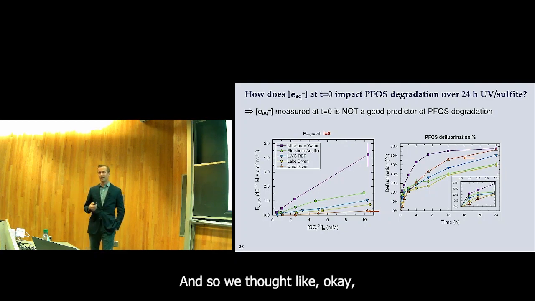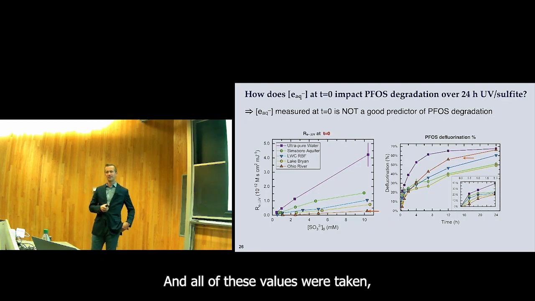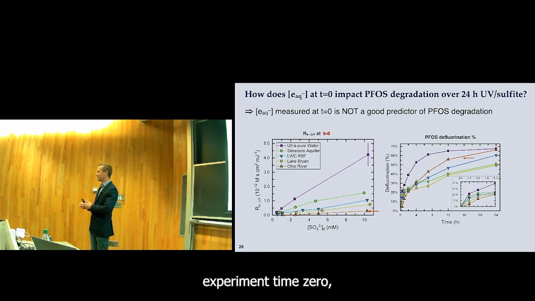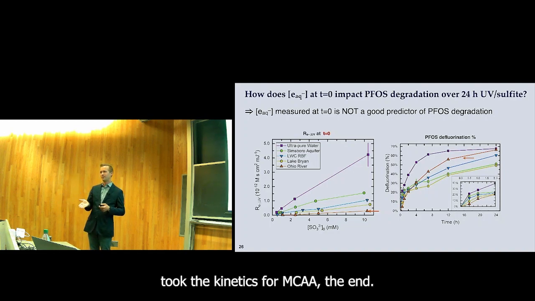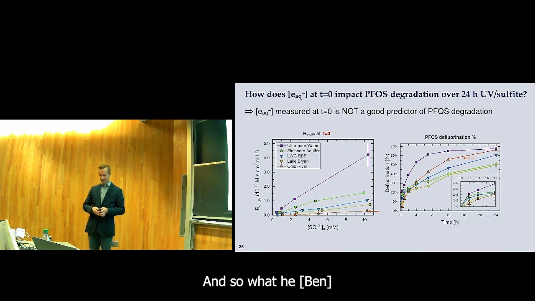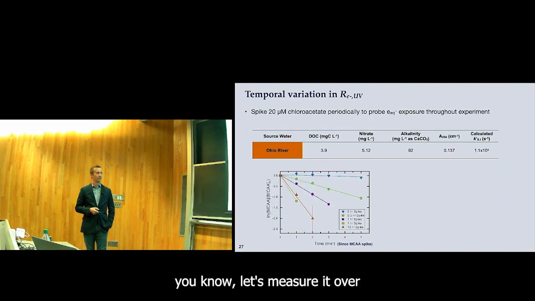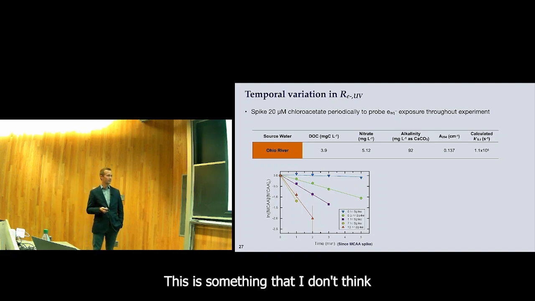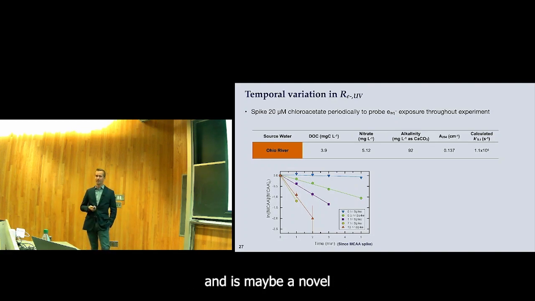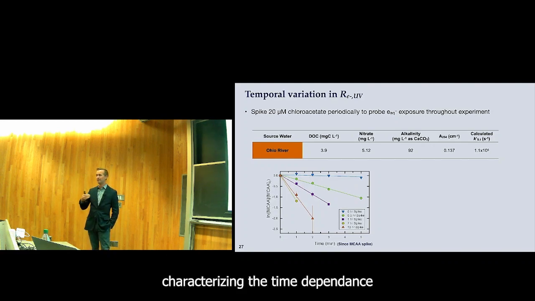And so we thought, okay, what's going on here? And all of these values were taken at the experiment time 0. Then we turned on the lamps, spiked in MCAA, took the kinetics for MCAA, the end. And so what he thought to do was, instead of just doing that initial point, let's measure it over several hours, the entire 24-hour experiment. And this is something that I don't think we do a lot in photochemistry, and is maybe a novel contribution of our study: characterizing the time dependence of reactive species concentration in our system.